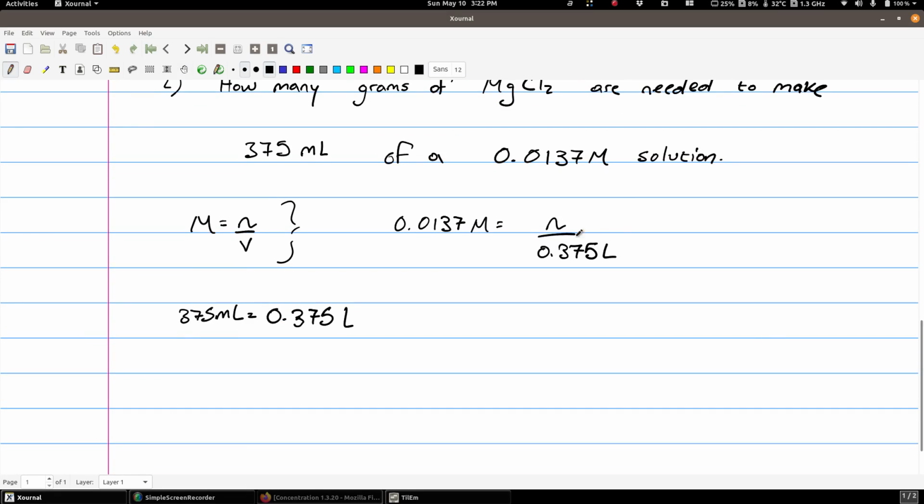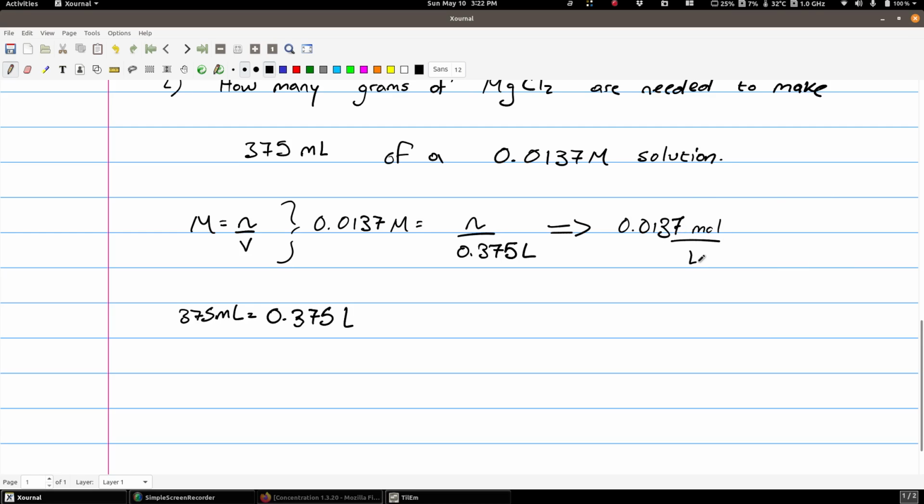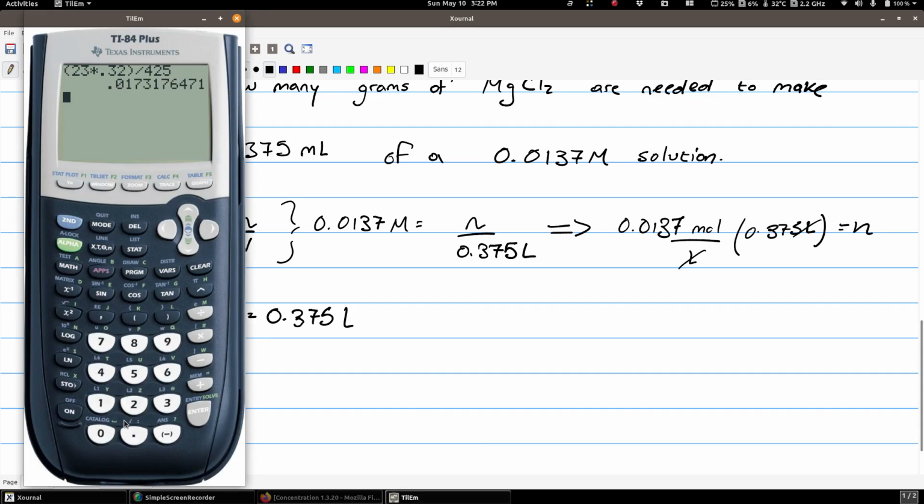Now, we have to cancel out the molarity. So to do this, you do 0.0137. I'm going to move this over because I'm going to run out of room. And then this is moles over liter times 0.375 liters is equal to N. So essentially, you multiply the top by this, this cancels, and then you multiply the other side by that. So your liters are gone, and you're in moles. So let's do this. Essentially, you're multiplying these two to get N.